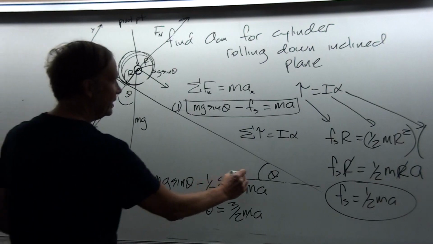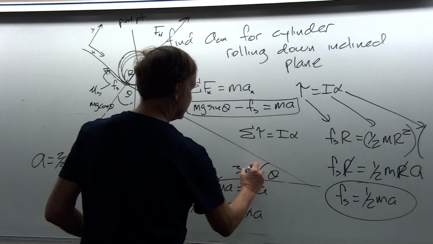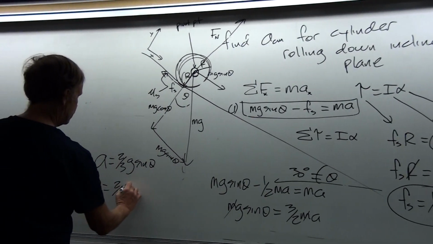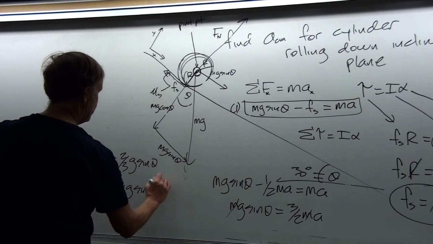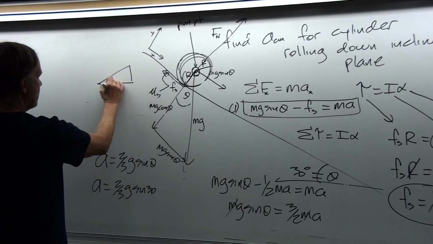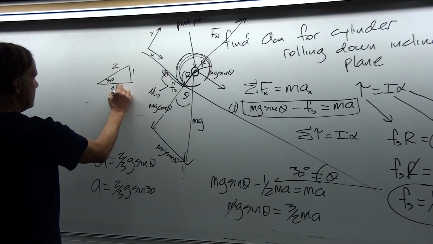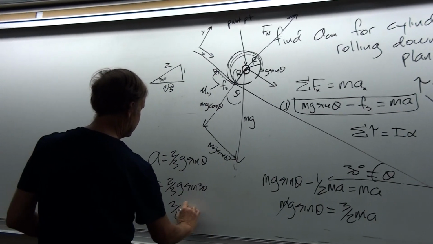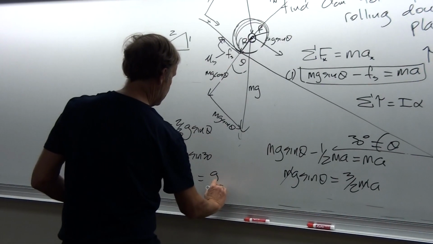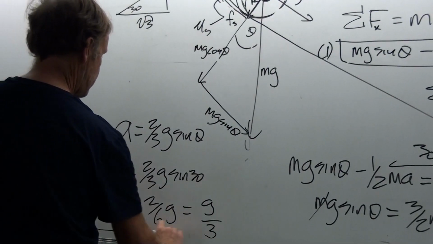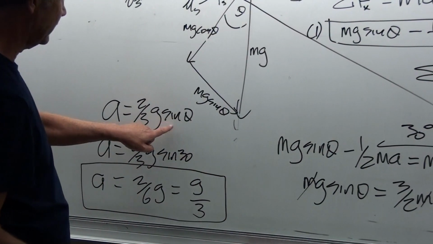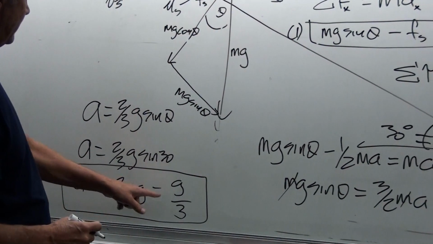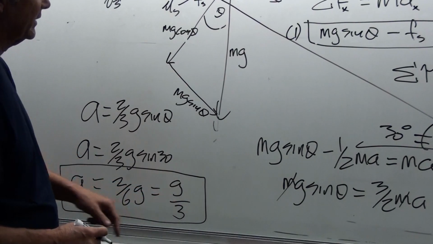So for our problem, let's set the angle equal to 30 degrees. Then the acceleration would be equal to 2/3 g times the sine of 30. Sine of 30 is 1/2. And so this would be equal to then 2/6 g, or g over 3. So this would be our general expression for the acceleration, but for the angle that we have in this problem, then the acceleration would be 1/3 the acceleration due to gravity.